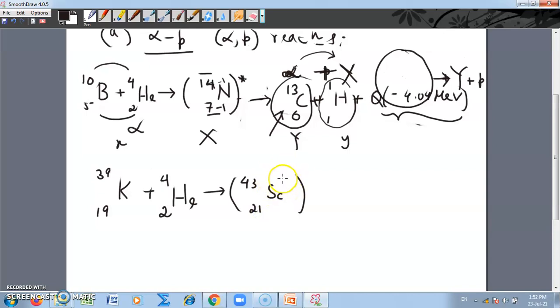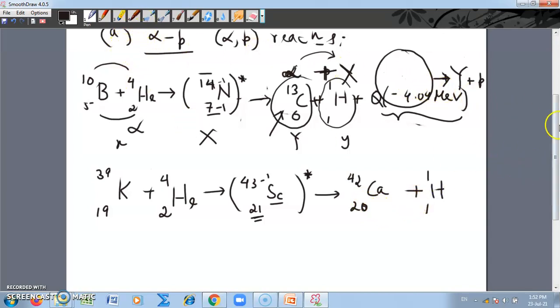You have to remember the element corresponding to a particular atomic number. After that, we just write 1H1. Since this has to be 1H1, I have to subtract this from here, so this becomes 42, and then here we have 20. And what does this correspond to? Z is equal to 20. It's nothing but calcium. So that's how you write an alpha p reaction. So that is alpha p reactions.